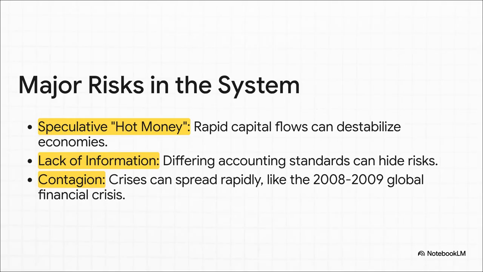But that interconnectedness is really a double-edged sword. The incredible speed at which capital can flow, what people often call hot money, can quickly destabilize smaller economies. And as we saw so dramatically in the 2008 financial crisis, when problems pop up in one major market, they can spread like a virus through the entire global system. That's the risk of contagion.